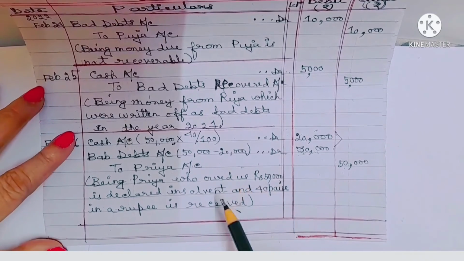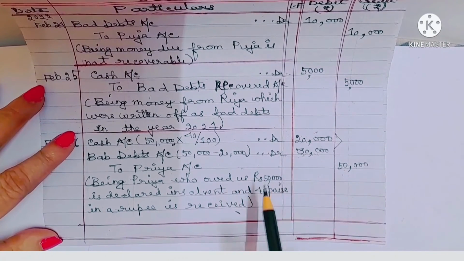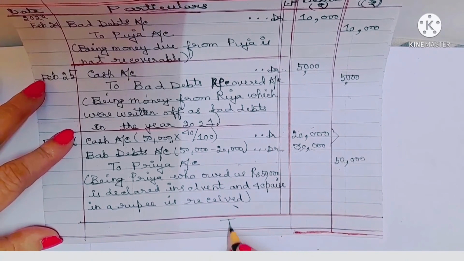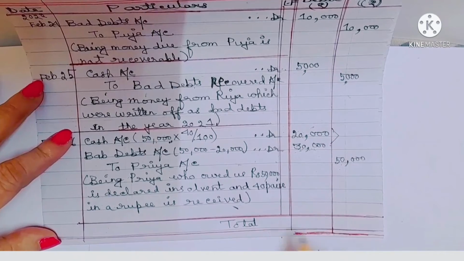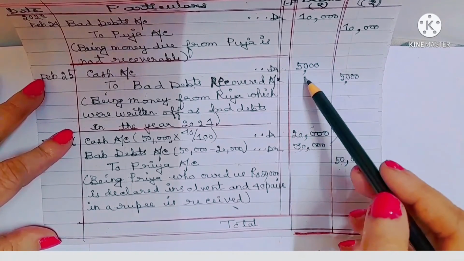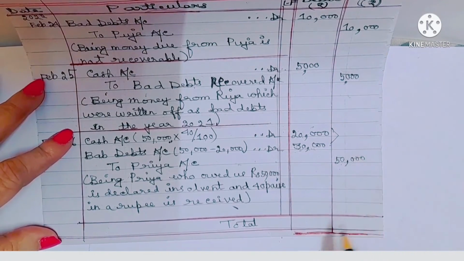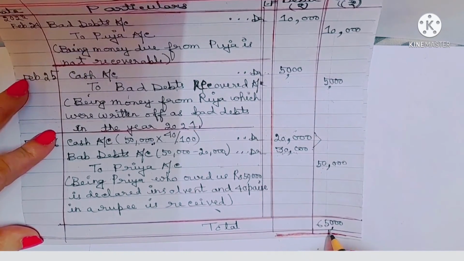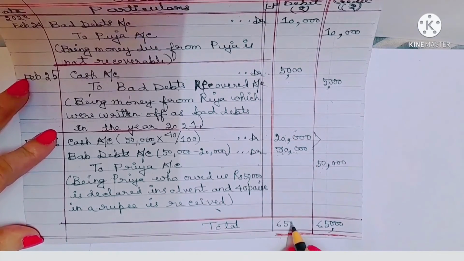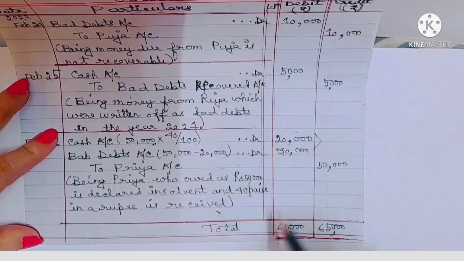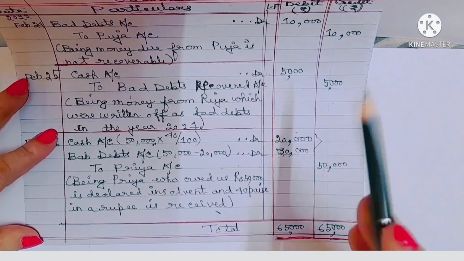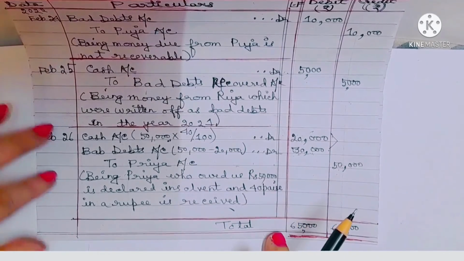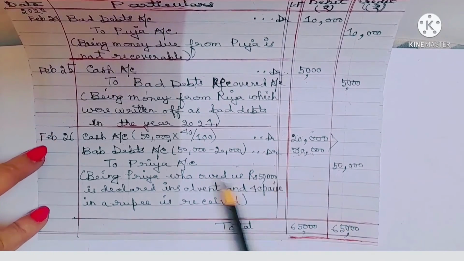These are the journal entries for bad debts and bad debts recovered account. I hope you understood. Let me do the total also. The total is 65,000. As we all know, debit side total should be equal to credit side total. The total is 65,000. So your journal is ready. I hope you understood. This was useful, I guess.